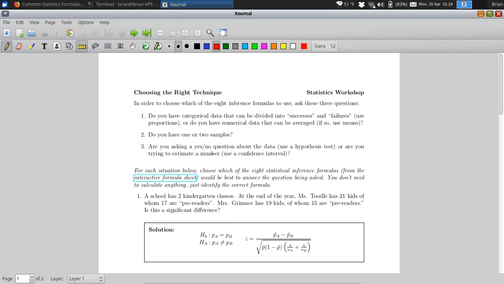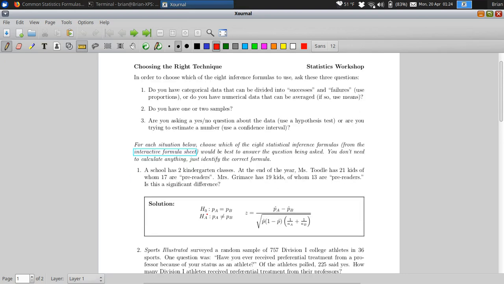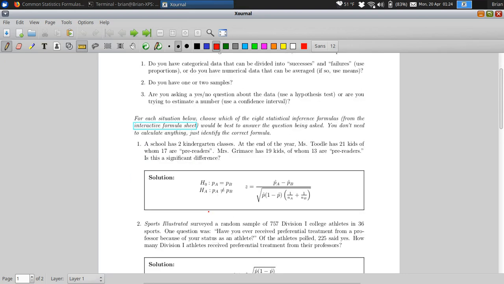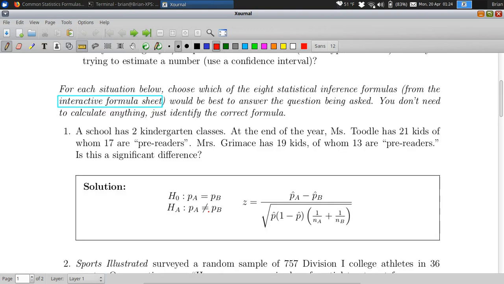So I've posted these examples on my website, and here I've got a copy of the questions with my solutions included. So I'll just run through my solution on each of these. Let me make it a little bit bigger so it's easy to see. So the first question, I've got these two kindergarten classes, and you want to compare the two different teachers to see if maybe one's a better teacher than the other, if there's a significant difference between the two teachers. And the data is the students and whether or not they've become pre-readers, which is one of the goals in kindergarten, is you want to get kids ready to learn how to read.